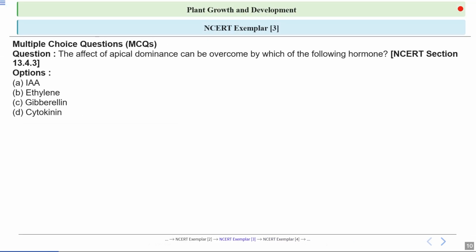Let us see our next question. The effect of apical dominance can be overcome by which of the following hormones? This question is coming from NCERT section 13.4.3 and the options are as follows. A. Indole acetic acid, abbreviated as IAA. B. Ethylene. C. Gibberellin. D. Cytokinin.